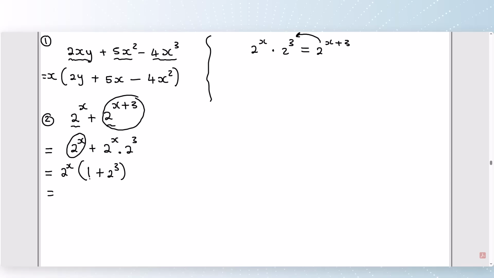If you wish, you can simplify it further and say 1 plus 8 and then 2 to the x multiplied by 9. That's all right. You can leave it there or say 9 multiplied by 2 to the power x. That's how you remove a common factor when given exponents.